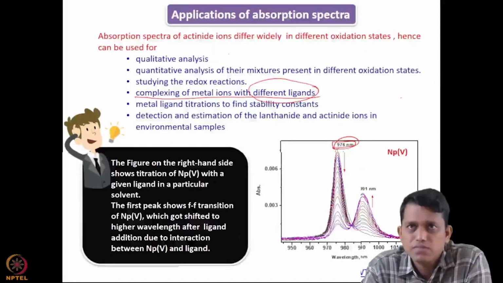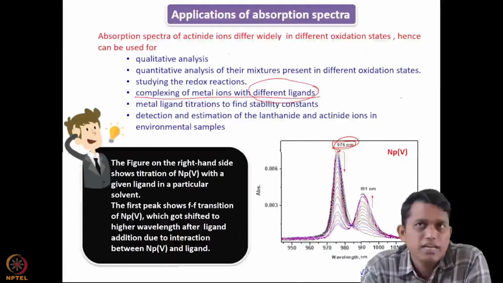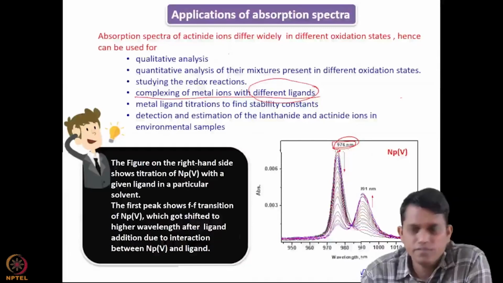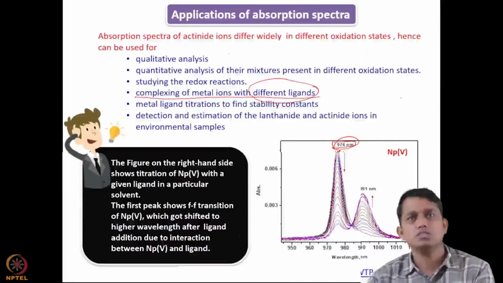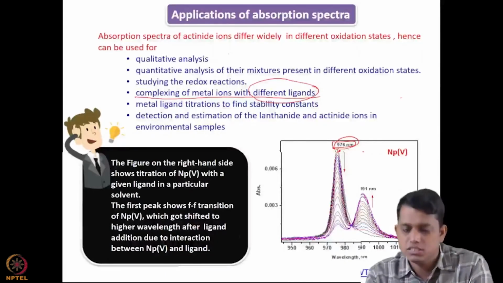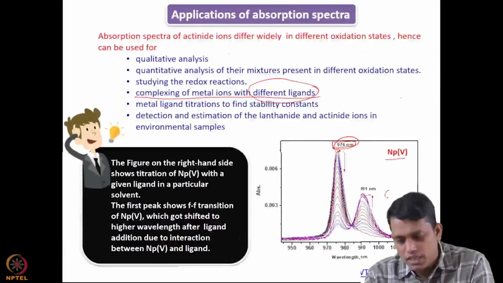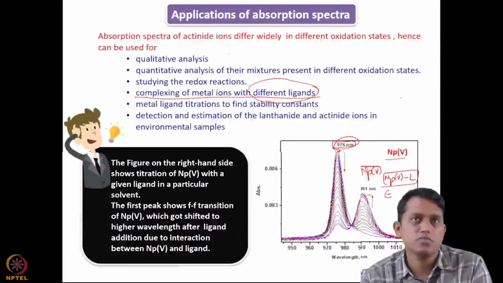So by the shift you can tell that some of the neptunium has been complexed, and if you keep on adding the titrant, or the ligand, you get a spectra like this. We can use different mathematical equations to get the exact complexation constant between this neptunium 5 and that particular ligand. And we can also get information about the epsilon of both neptunium 5 and the neptunium 5 complex with whatever L you are going to use. So this information we can directly get from the absorption spectra.